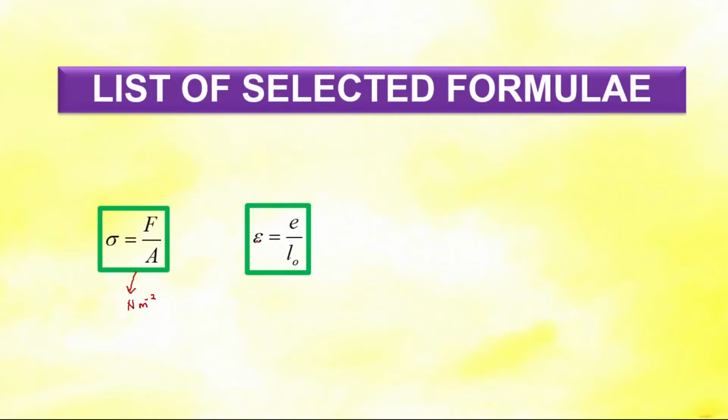Strain we use symbol epsilon, so strain equals to e per L naught. e here is elongation or extension, and L naught here is original length. So it means that there is no unit for strain.